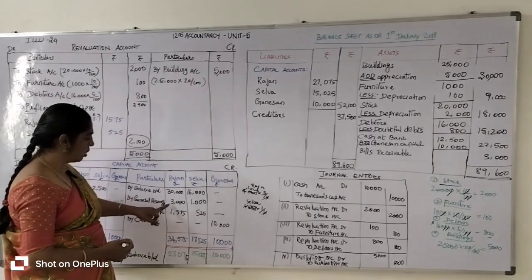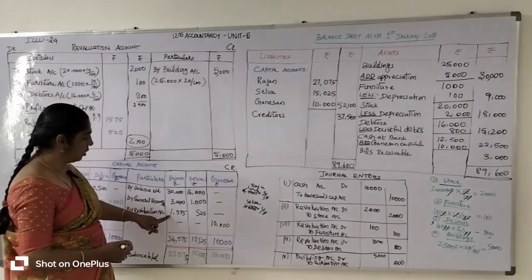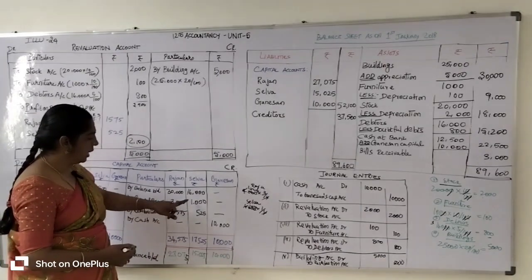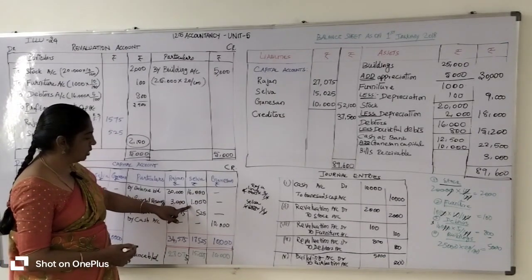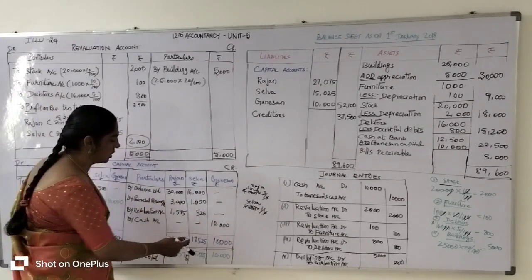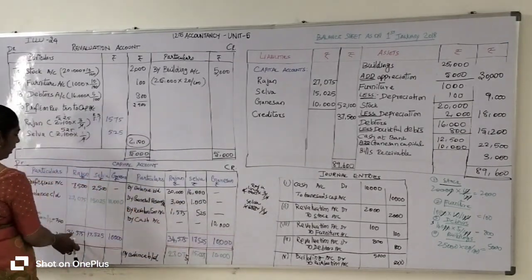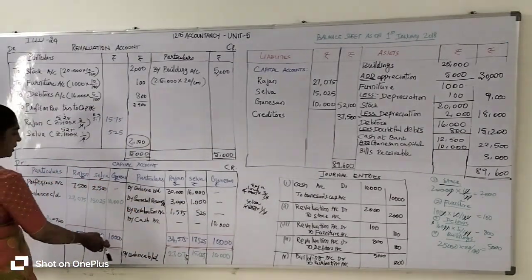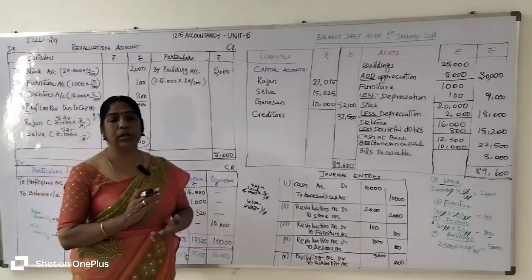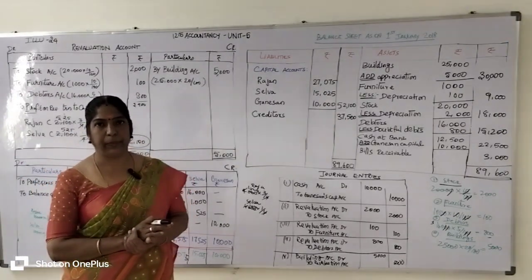We will get 30,000 plus 3,000 plus 1,575. You will get 34,575. Then 16,000 plus 1,000, 17,525 and 10,000. The same total we are going to enter into the debit side in the same horizontal line. Now we are going to find out the closing balance.